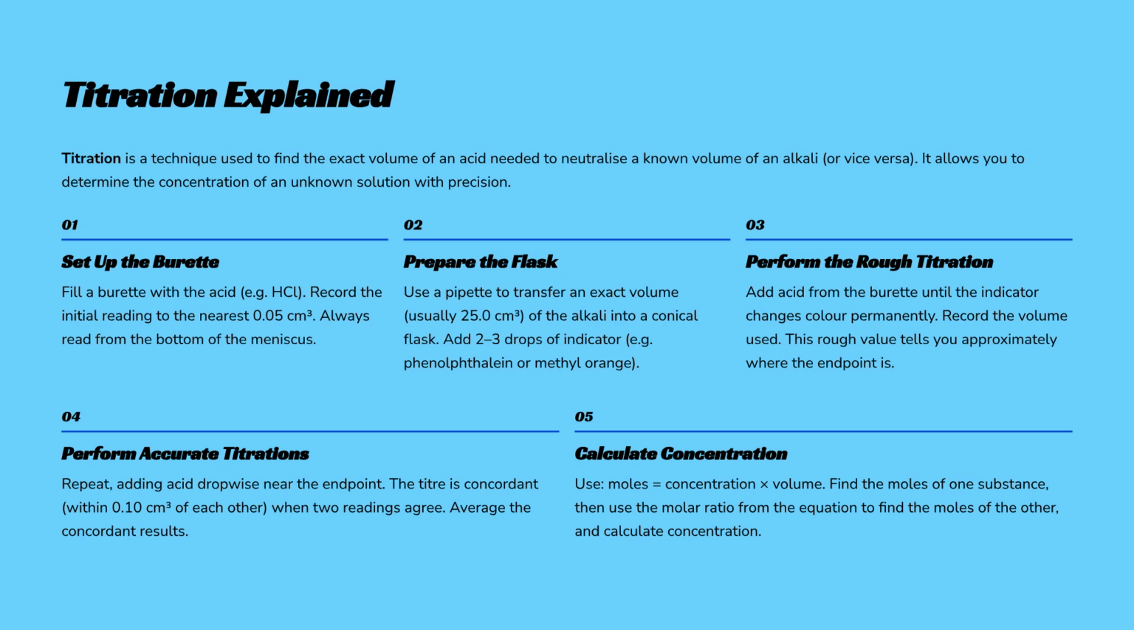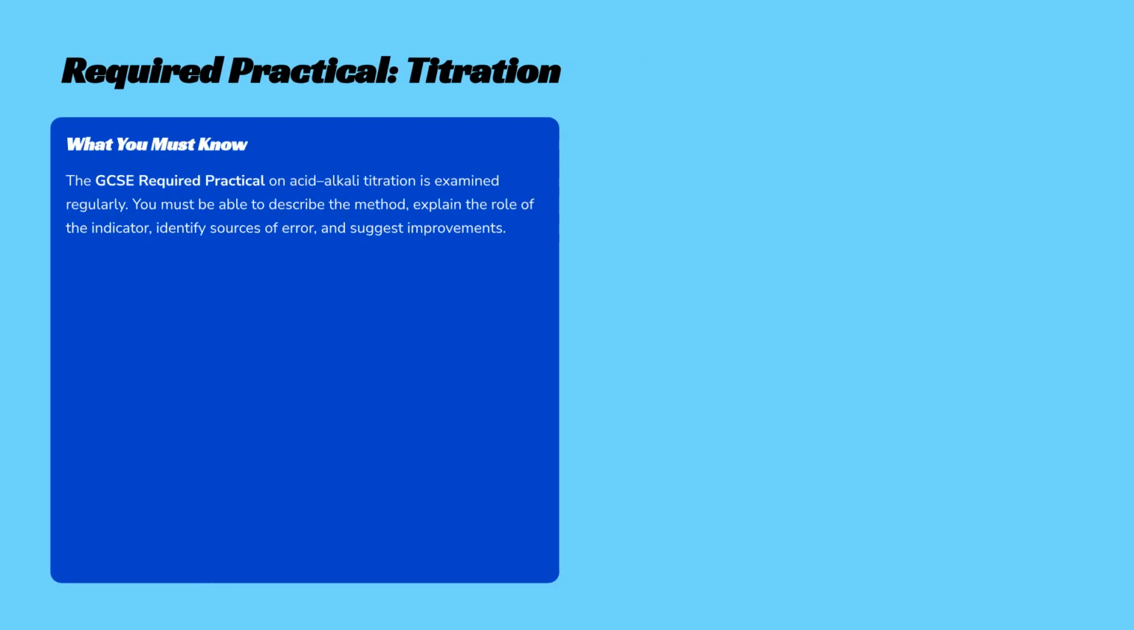Titration finds the exact volume of acid needed to neutralize a known volume of alkali. The 5 steps are setting up the burette, preparing the flask, performing a rough titration, performing accurate titrations, and calculating the concentration of the unknown solution using the moles equation and molar ratio. Titration is a required practical.